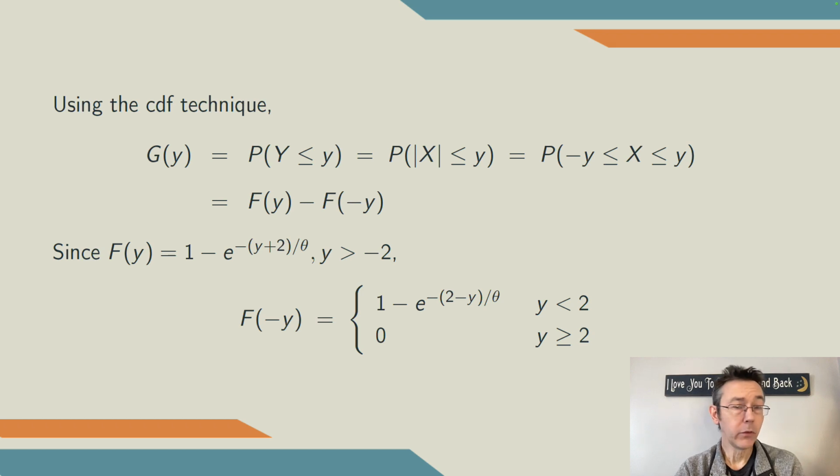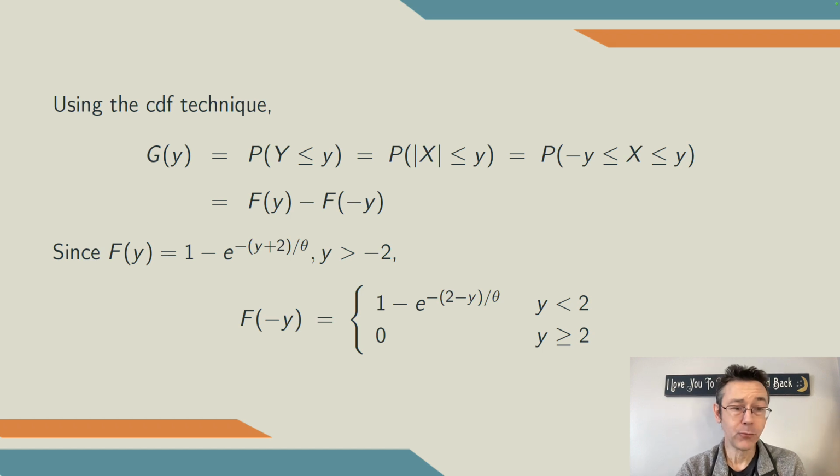We're going to start off just using the same steps as we did before with the CDF technique. The probability that y is less than or equal to any specific value little y is the probability that the absolute value of x is less than or equal to little y, which is the same as the probability that negative y is less than or equal to x is less than or equal to positive y. That's what it means for the absolute value of x to be less than or equal to the value y. So that probability statement can be written just in terms of the CDF. It's big F of y minus big F of negative y.